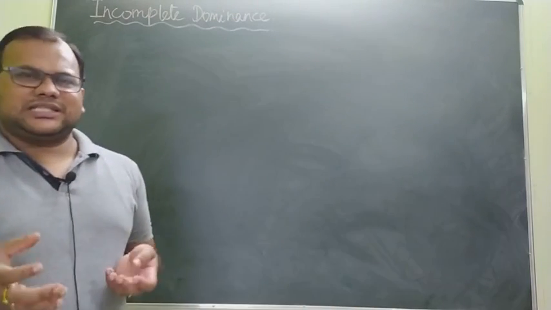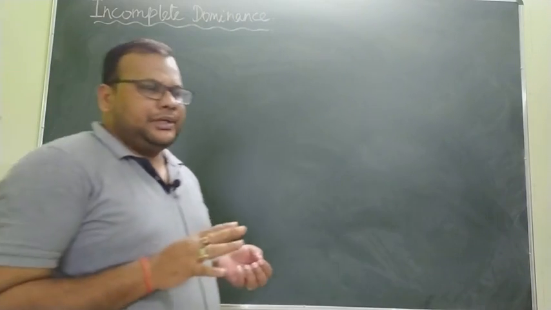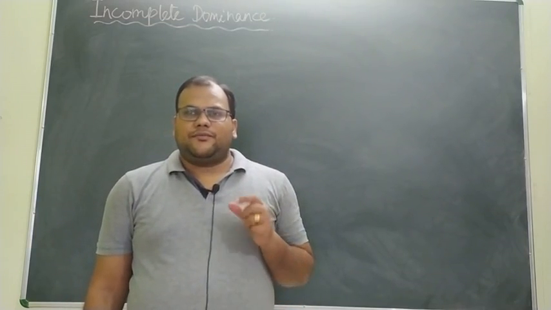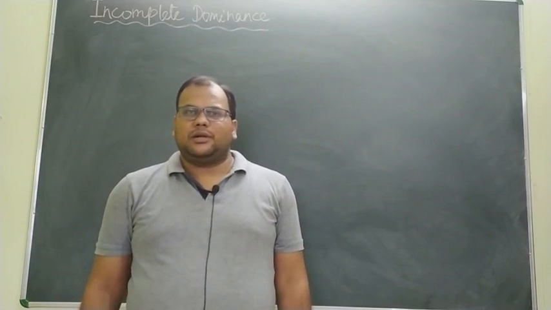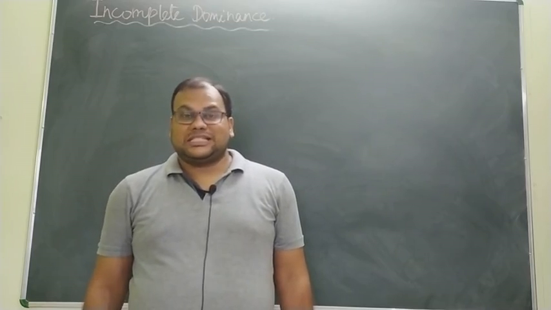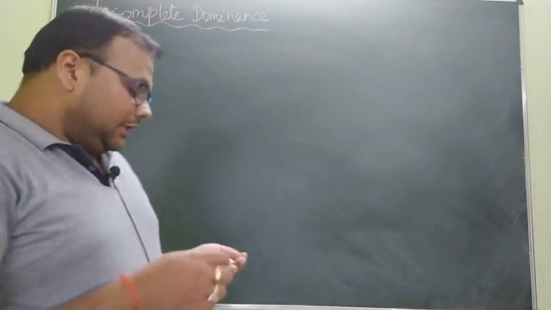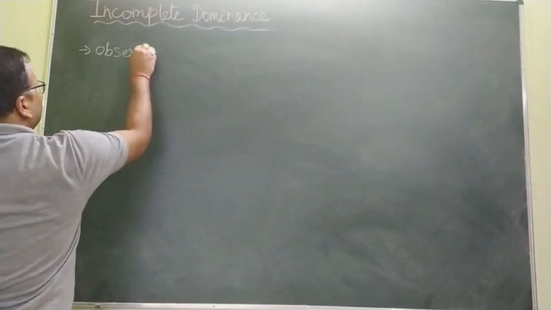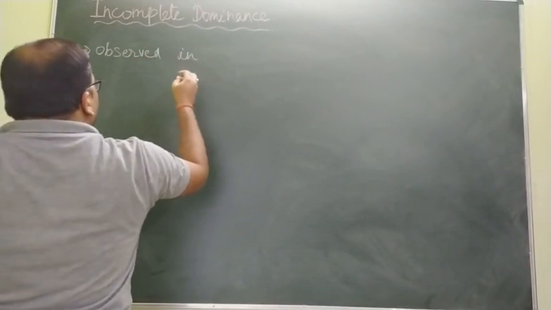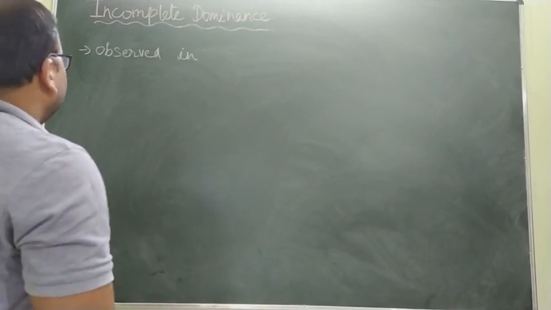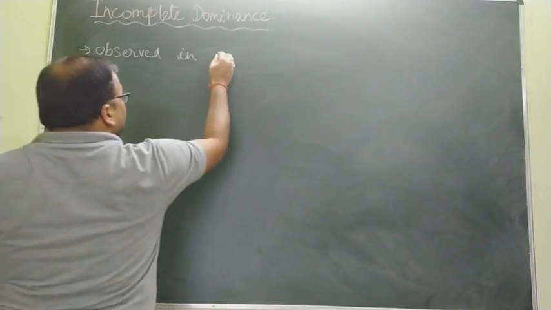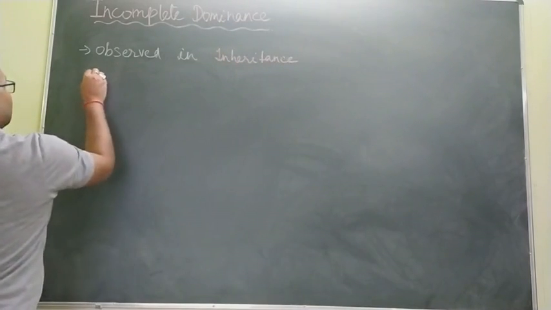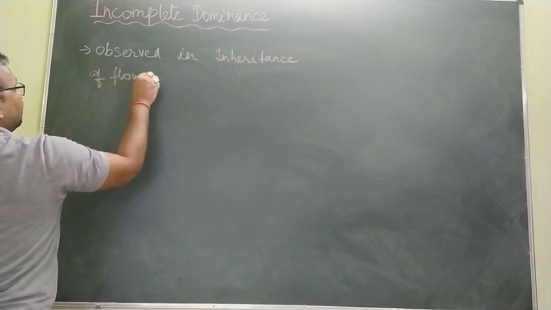So incomplete dominance example is very important. So example of incomplete dominance can be studied in case of flower color, inheritance of flower color in a plant called dog flower or snapdragon. The process of incomplete dominance can be observed in inheritance of flower color.